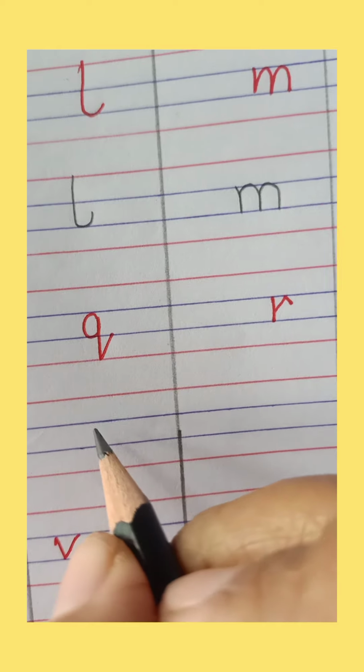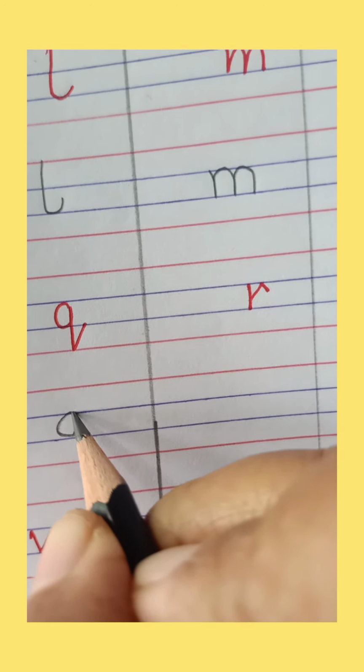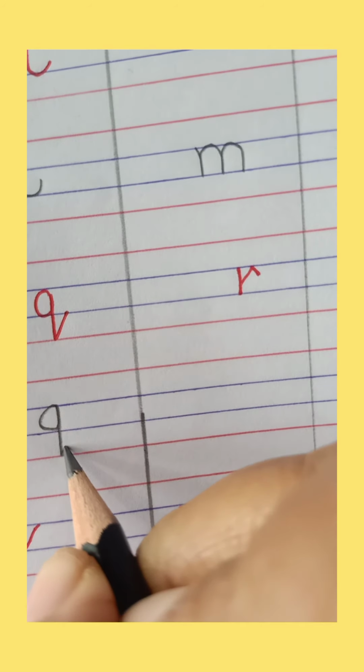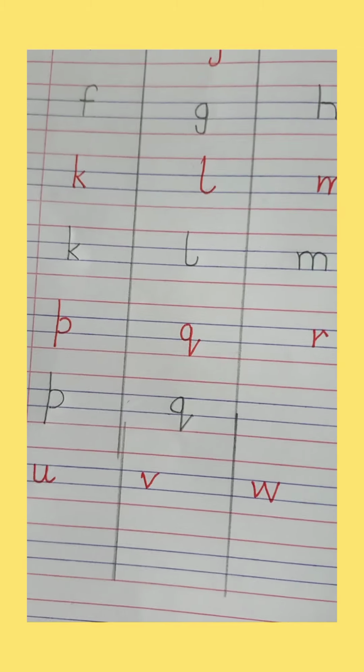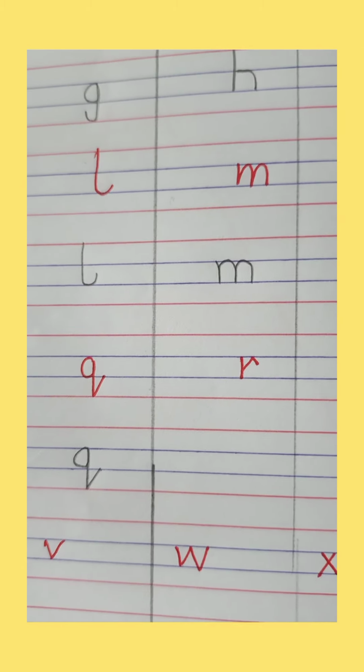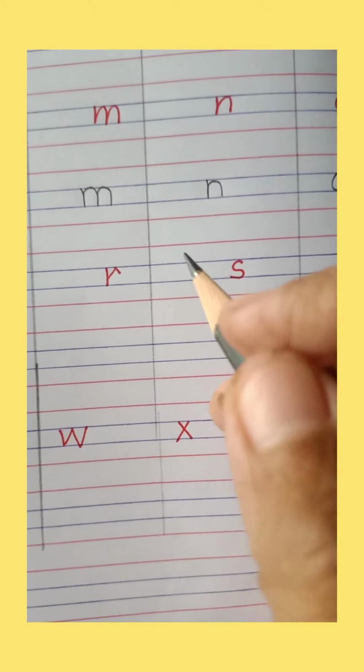Q, see how we are going to make between the blue lines like this. Up, down, and a slanting line till here. Q. Are you writing with ma'am, children? Yes, please write with ma'am, okay? Then only your formations will be clear.